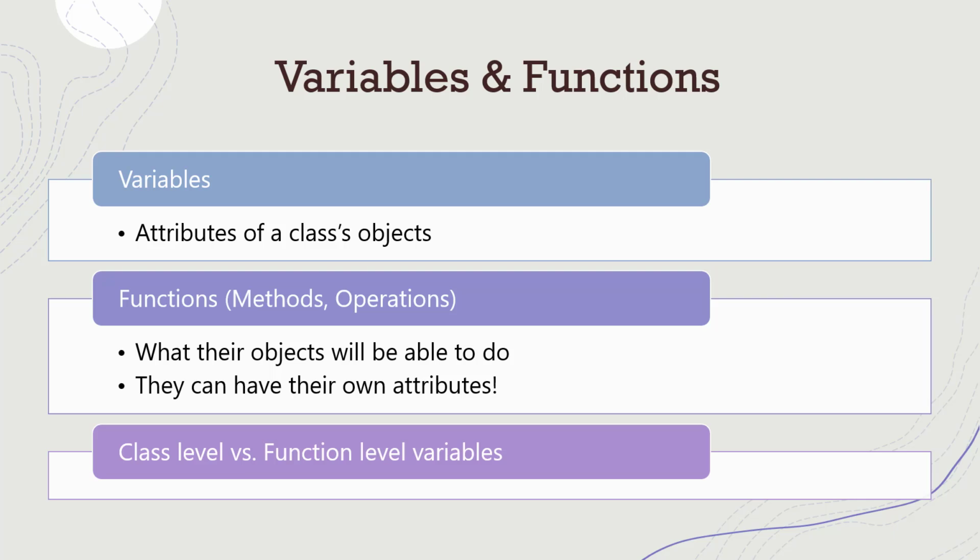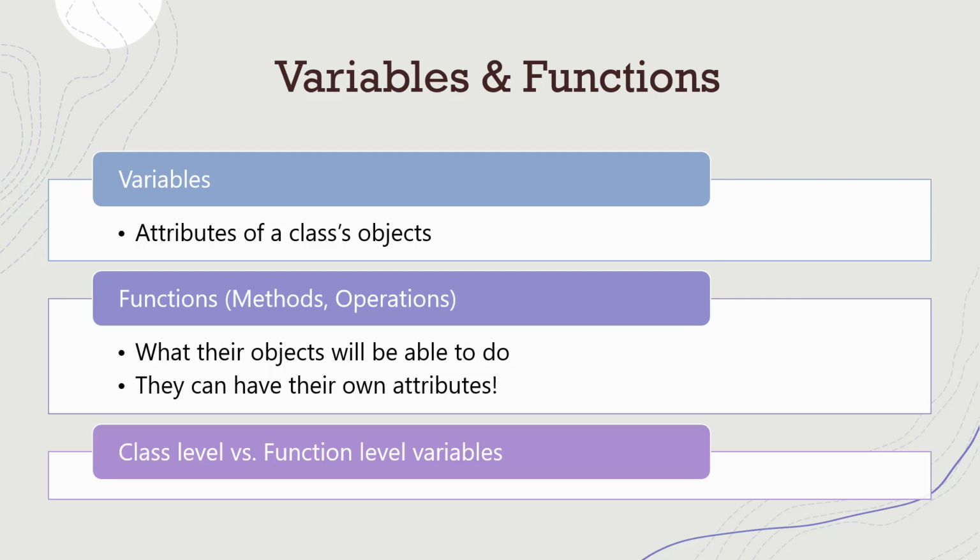Classes also have functions or methods or operations. These words all refer to the same concept and are often used interchangeably in the object-oriented programming communities, and depending on which programming language you're using, one of them is preferred over the others. For example, in Java, class functionalities are called methods, and in C they are called functions.